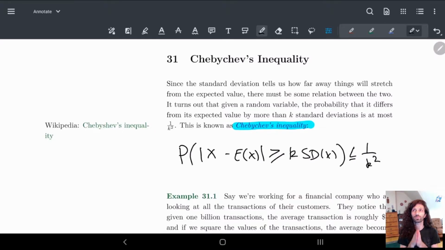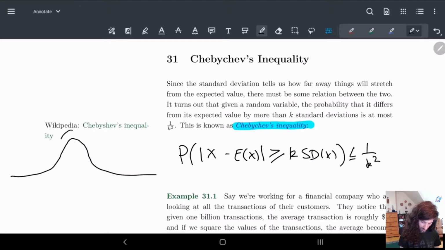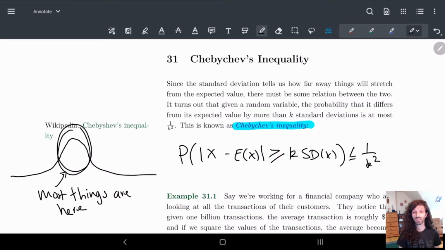In other words, the probability that you're far away from the expected value gets less and less. This is really the idea of the bell curve, in that most of the things should be in the middle and fewer things should be out on the edges. So what we're saying is most things are here. And that's basically what this is saying.